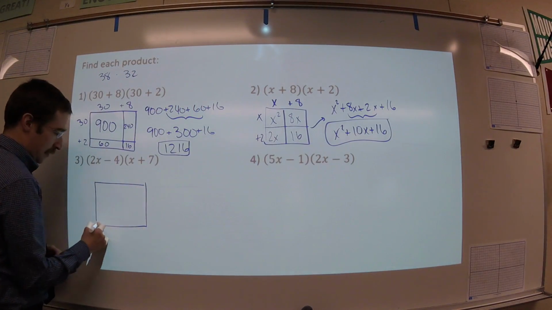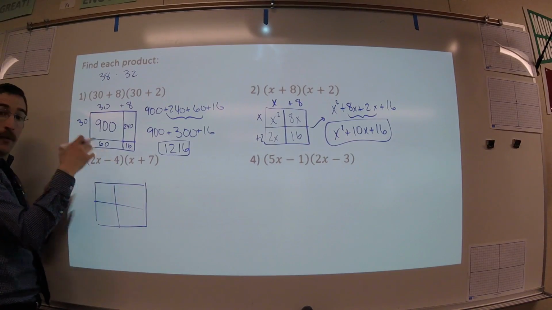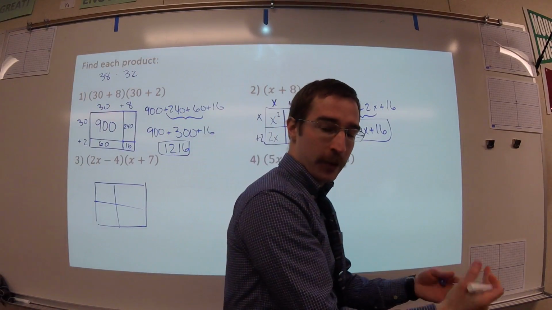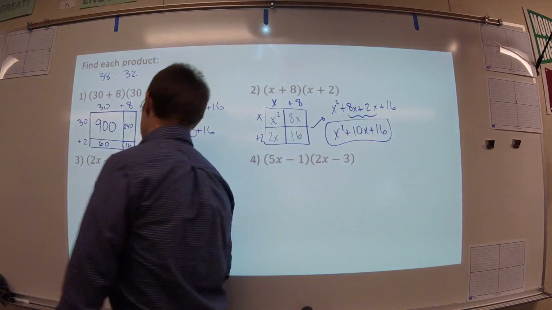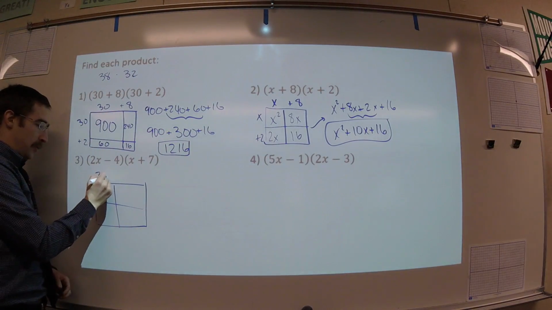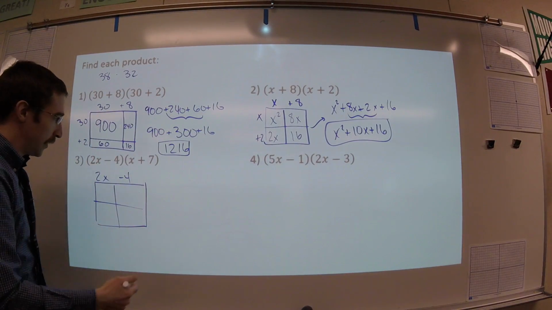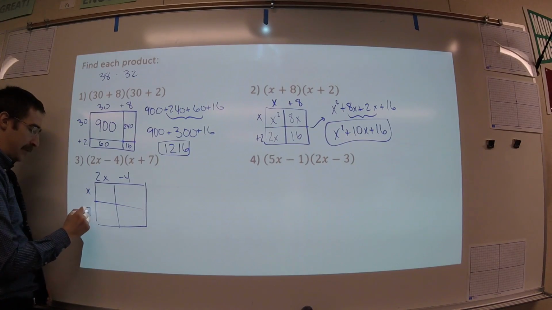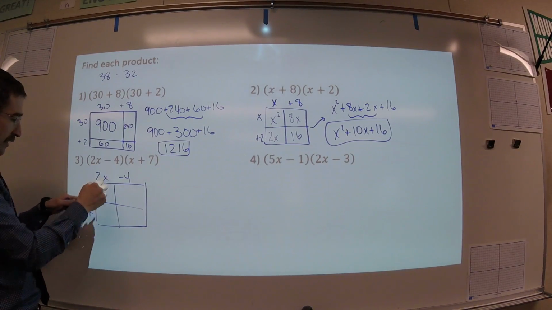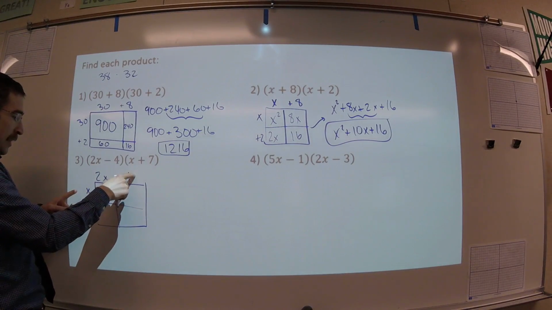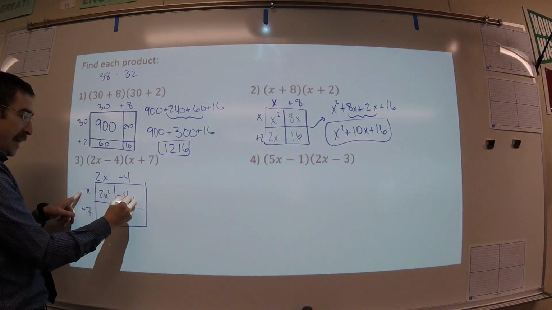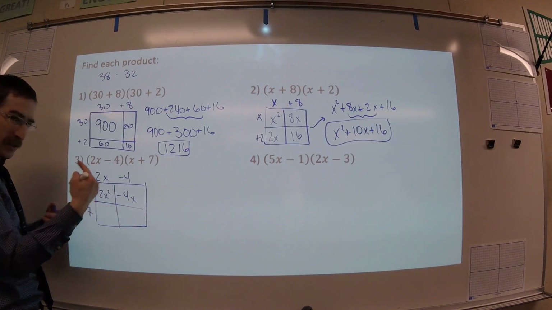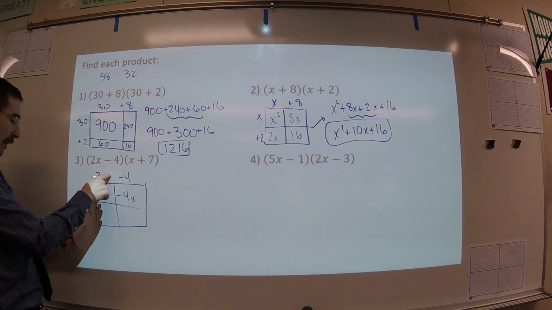Boom. See this problem? It's parenthesis, parenthesis. That implies multiplication when you get parenthesis next to parenthesis. So we're just going to put 2x minus 4, it doesn't matter which one you put where, and then x plus 7. Multiply it out. 2x times x is 2x squared. Negative 4 and x gives us a negative 4x, or a minus 4x, depending on how you want to think about it. 2x and 7.